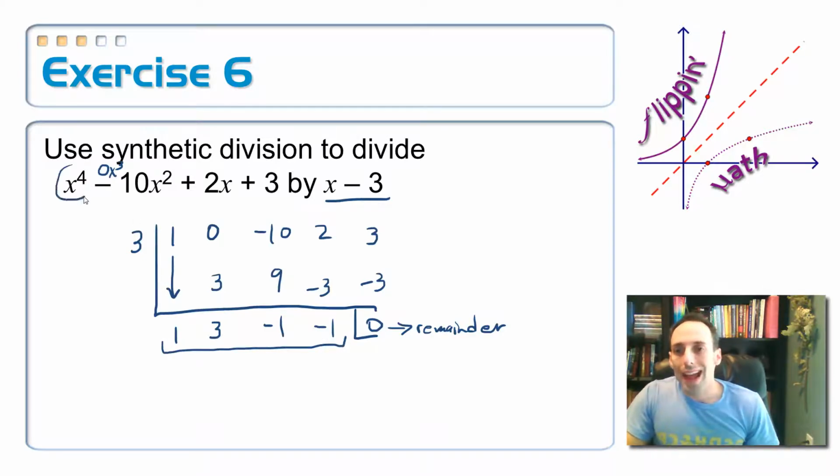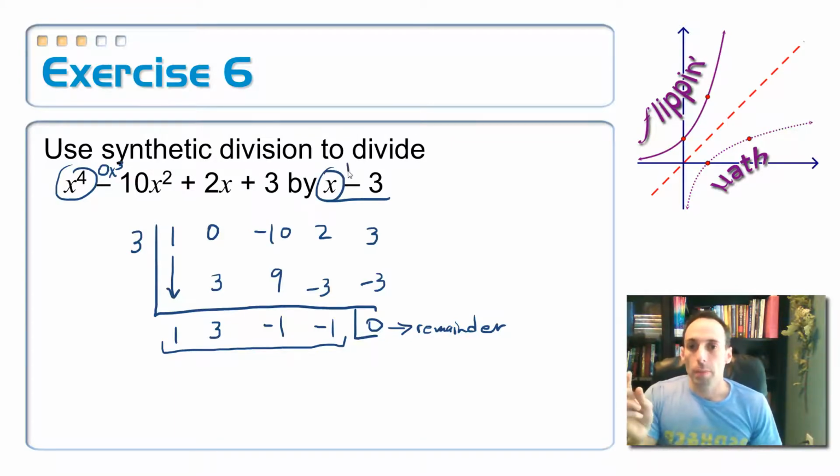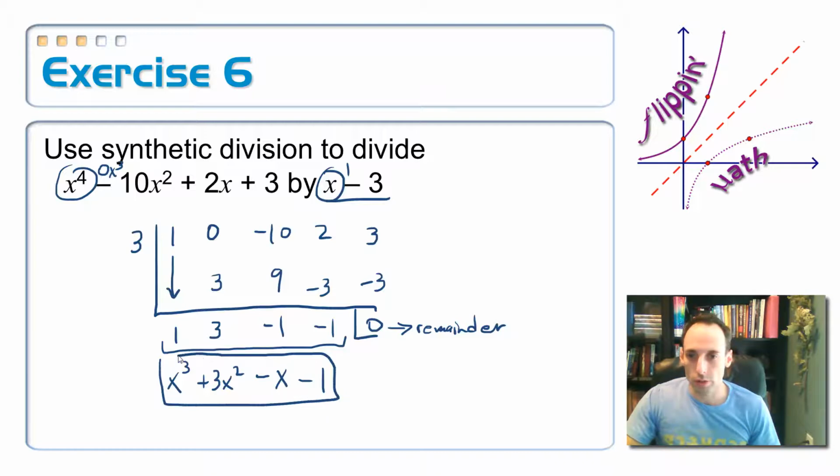I divided x to the 4th by x. The power here is 1. 4 minus 1 is 3. This is 1 times x cubed. Now I just keep decreasing the order here. Plus 3x squared minus 1x minus 1. And there's the answer. All done.